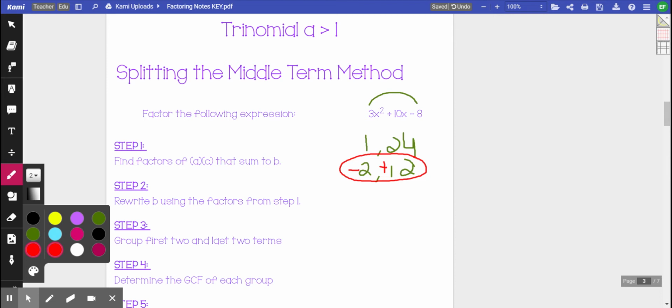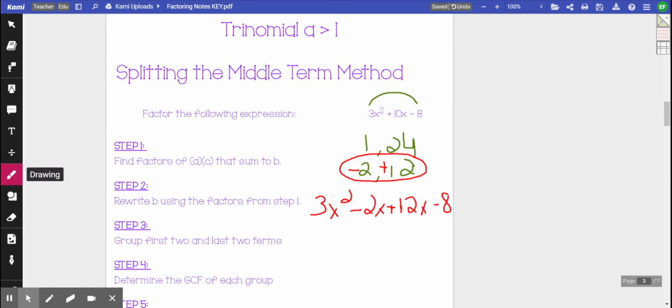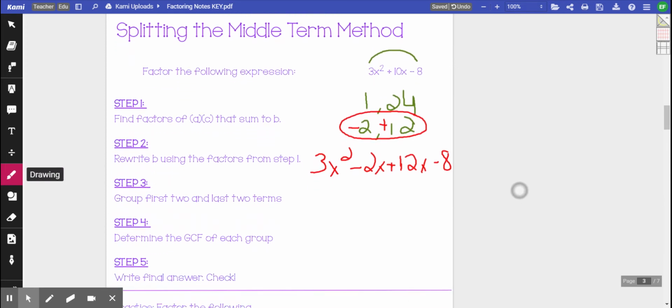If I move down now to step number 2, it says to rewrite b using the factors from step 1. So I'm going to start writing out my expression, but instead of writing out 10x, I'm going to write negative 2x plus 12x, and then minus 8. So I brought down my first term, brought down my last term, and rewrote my middle term. I split it apart, wrote it as 2 separate terms, hence the name of this approach.